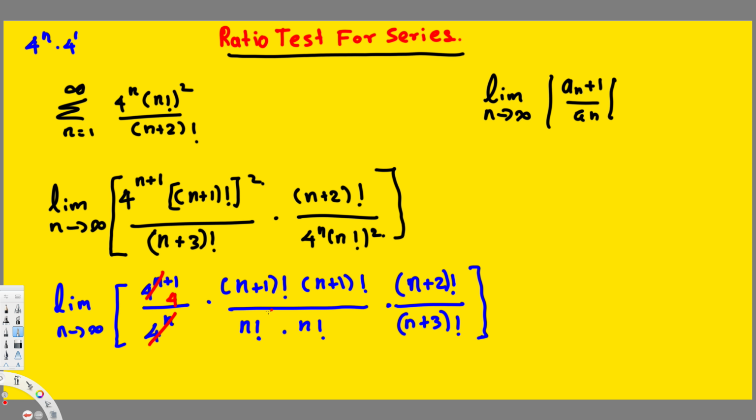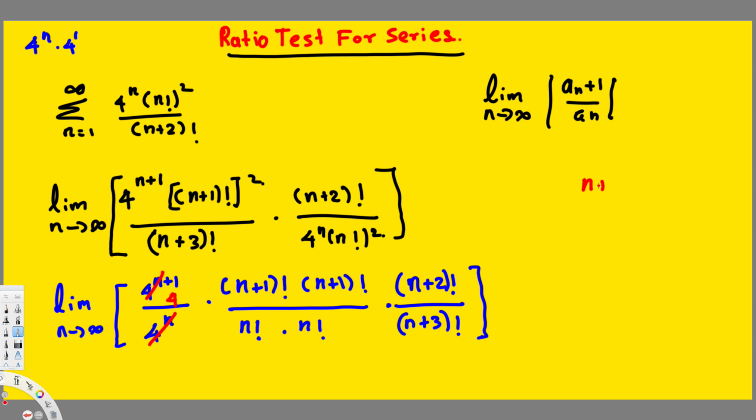And then we have (n+1)! over n!. This is easy cancelling, n! cancels with this one. If you can't see that directly, you can write some terms out. For example, let's say this n plus 1 is larger than 2 or 3, right?